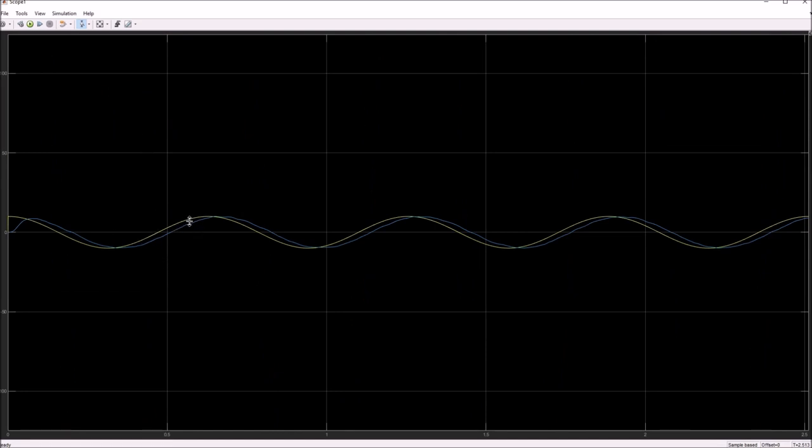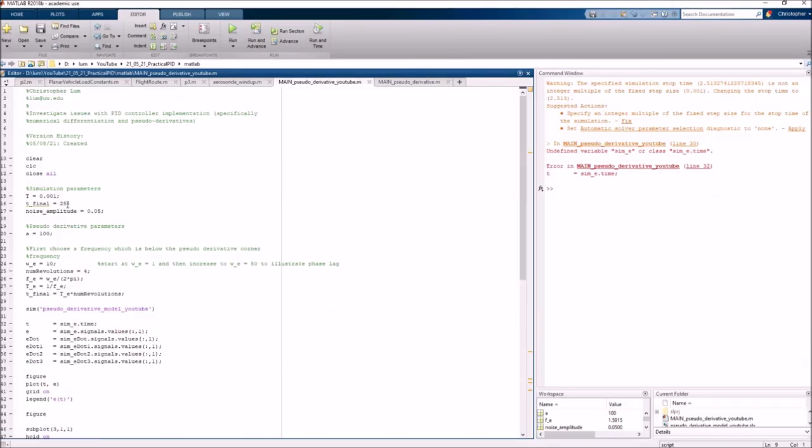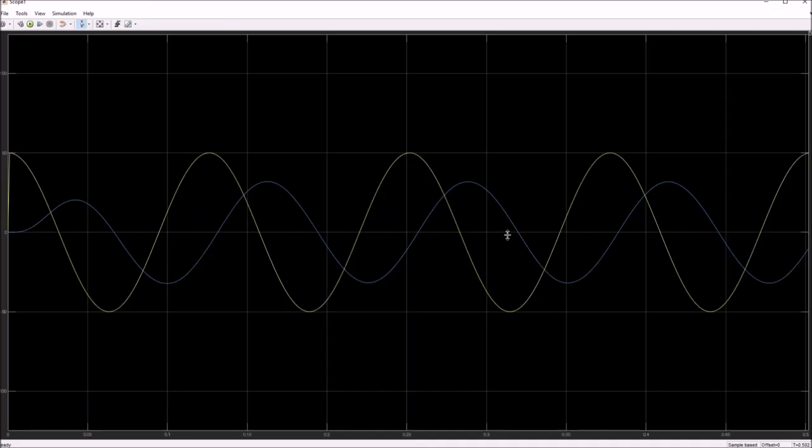Now you can clearly see that our blue signal is starting to lag behind the yellow signal, right? So we've introduced some phase lag in this situation. And this problem gets exacerbated if we increase the frequency of this signal even further. So instead of 10 radians per second, let's go 50 radians per second, right? That's how fast the signal is going. And if I rerun this, and ignore that error because that's not relevant, and look at the plot, now you can clearly see that the blue signal is out of phase and actually is also being attenuated. So we might have to change that corner frequency a bit to deal with this problem, right?